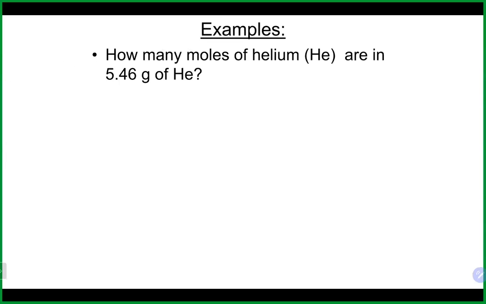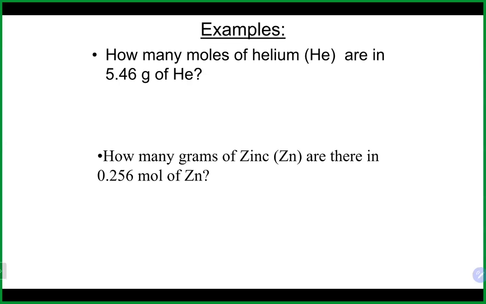All right, so let's take a look at a couple of examples here. Why don't you try both of these? How many moles of helium are there in 5.46 grams of helium? We go to helium on the periodic table. This is what it looks like. And we'll do zinc, which is 65.39, I think. All right, so take a couple minutes, calculate them up, see what you come up with.